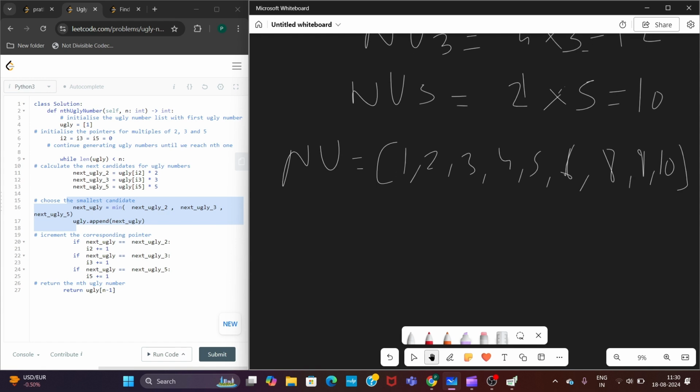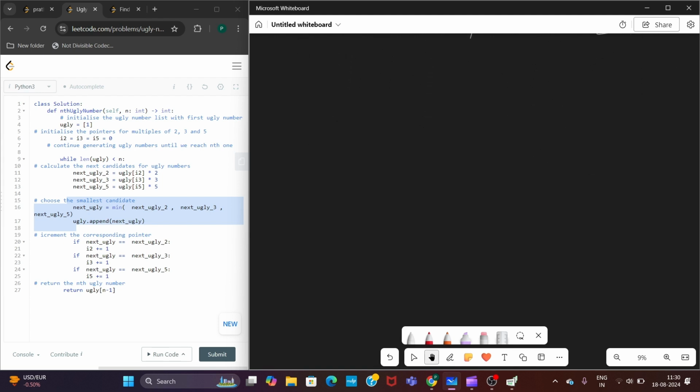So now I2 and I5 will be incremented by 1. So my I2 will be what? I2 will be equal to 5 and I5 will be equal to now 2. Okay, now let's see our last iteration, which is our ninth iteration.